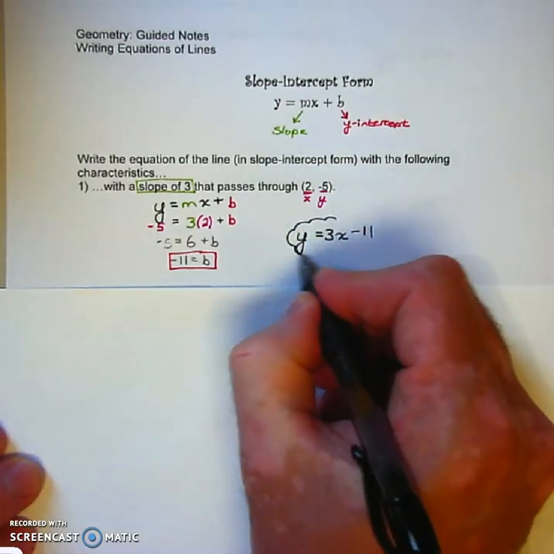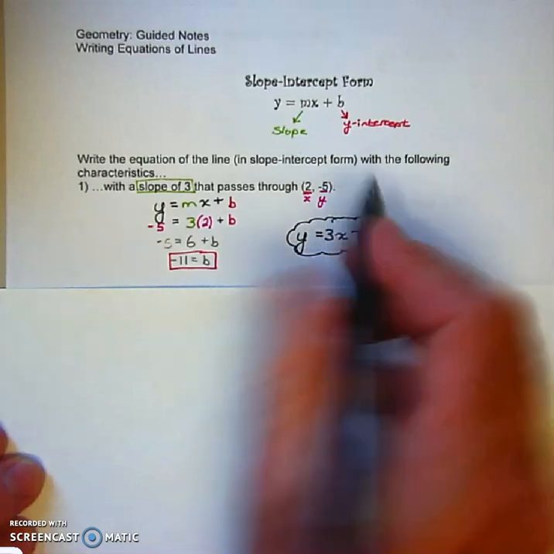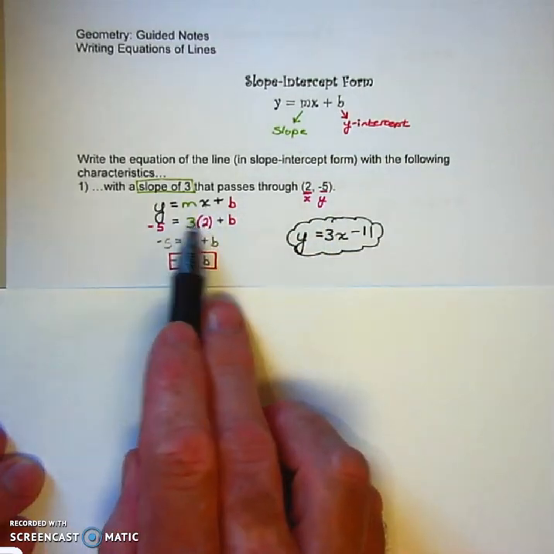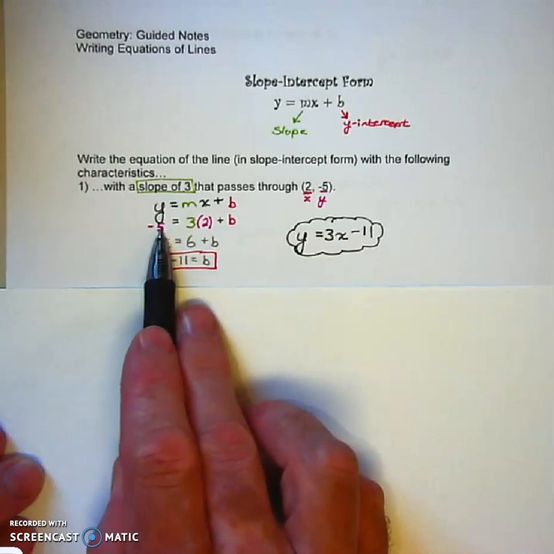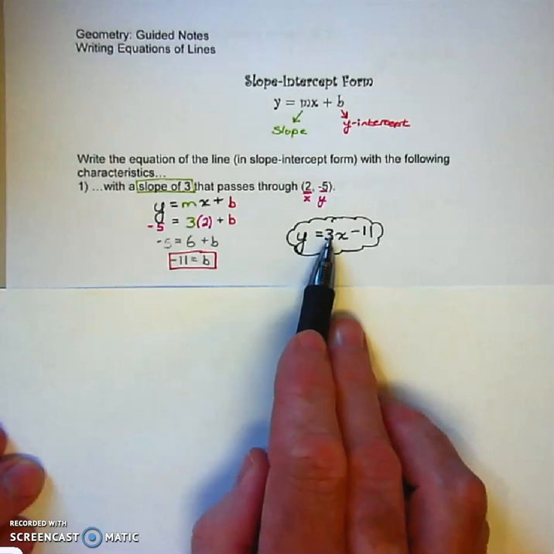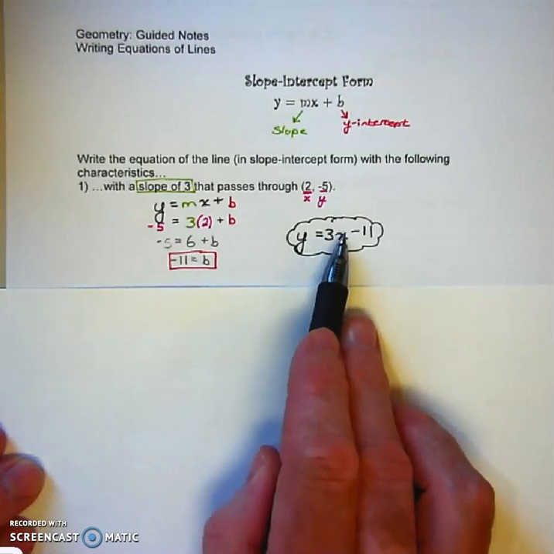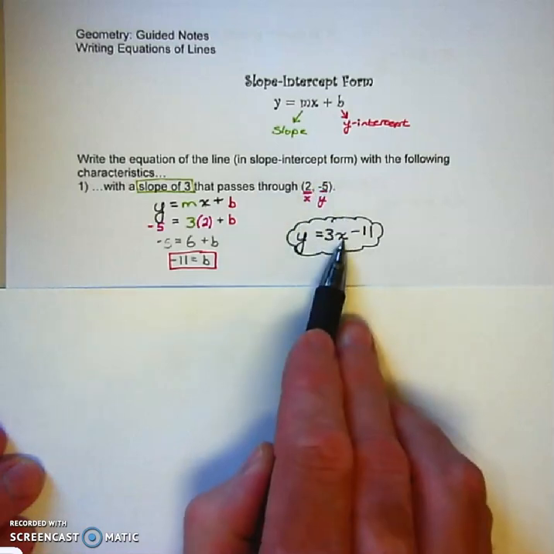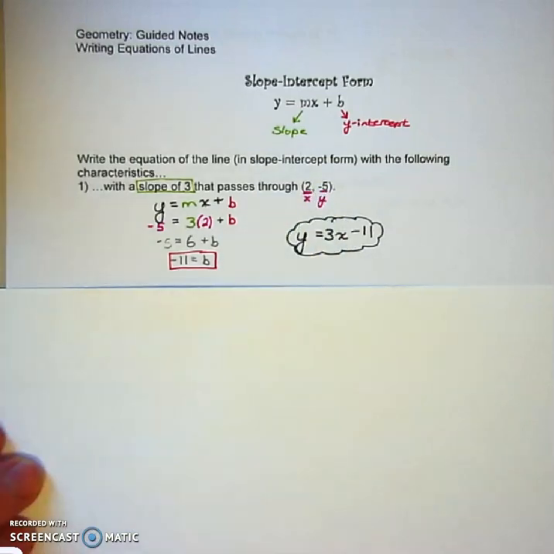So generically, we have y equals mx plus b. We plugged in a very specific x and its corresponding y, and that helped us find the b. But when we go to write the actual equation, we want to talk about any x and any y, not a specific x and y, but just the generic x and y.